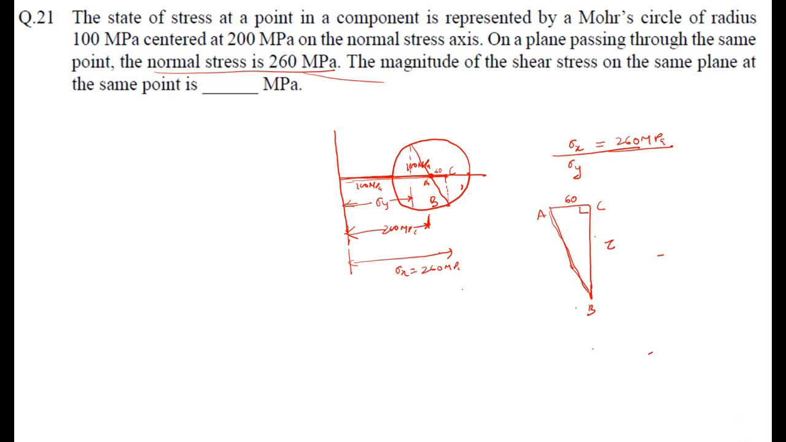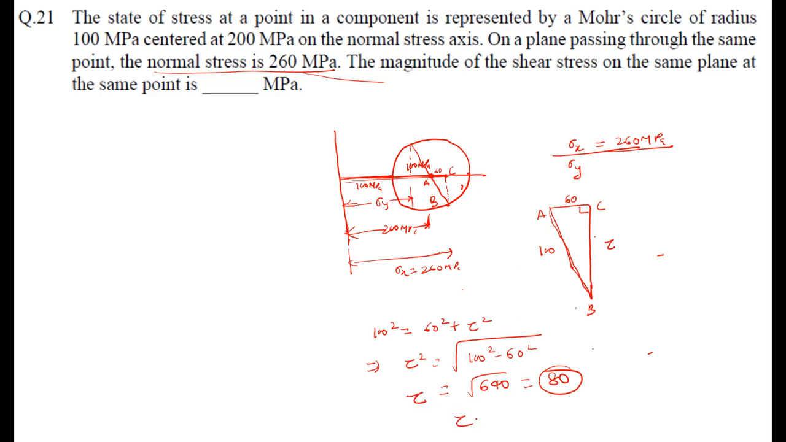And what is the radius? The radius we know is 100 MPa. So this is a right angle triangle, and we will use the formula 100 squared equals 60 squared plus tau squared. This implies tau squared equals... if you do the calculation, it will be 80.